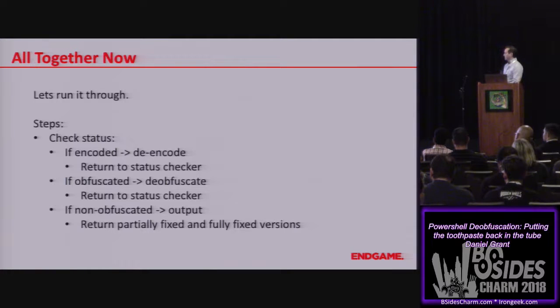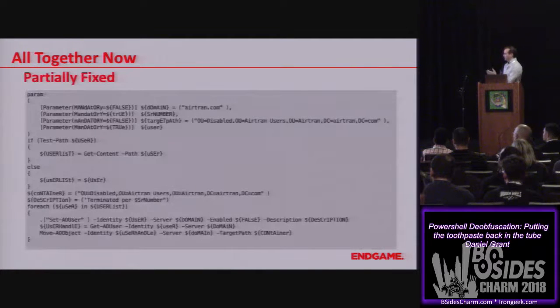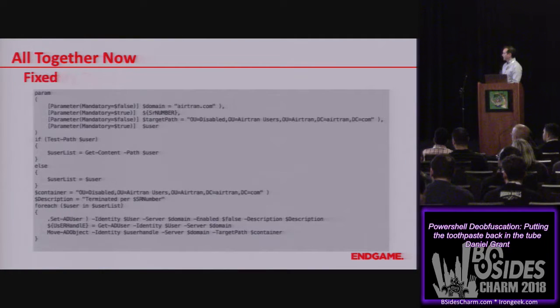So we're going to see the partially fixed version. You know, we saw that before. That was pretty cool. And then the cleaned up version. So almost all those things got fixed. Now, there's still some work to do. You can see the SR number on line 4. That one didn't quite get picked up, and user handle near the bottom. That one didn't quite get picked up.